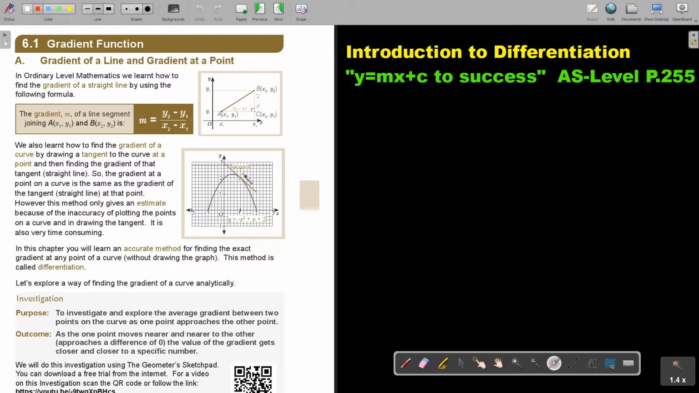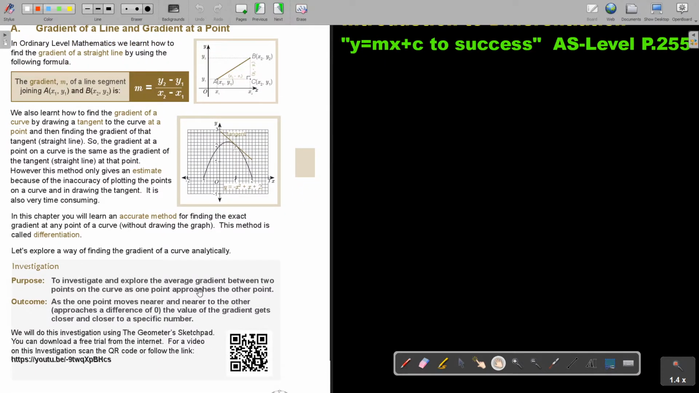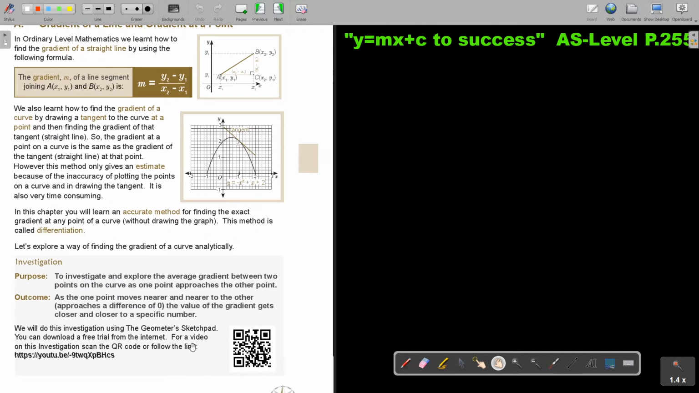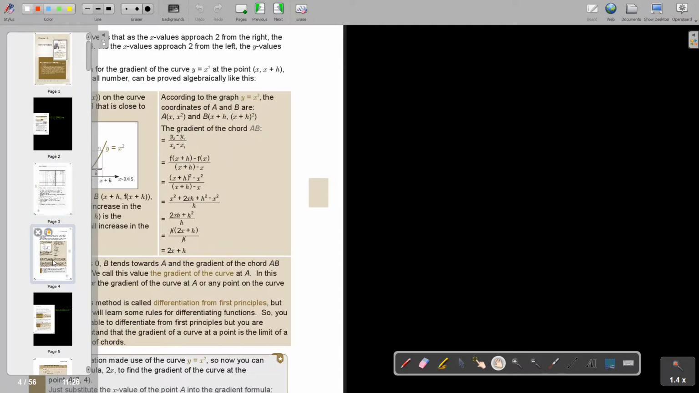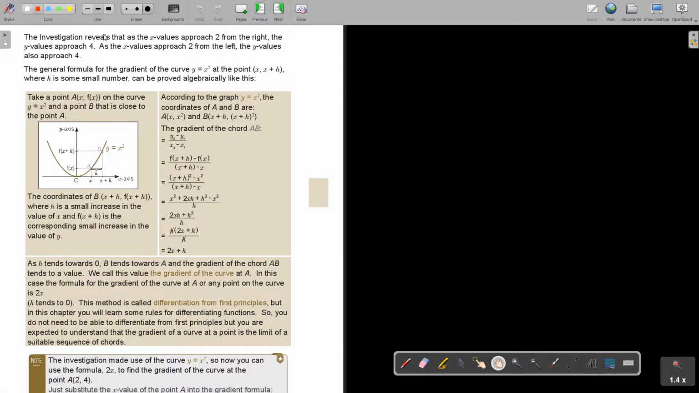You can click on this QR code. This is very nice, and you can see a nice explanation of how we can explain this, making use of the Geometer's Sketchpad. But I'm just going to show you more algebraically. So let's just go to the next page. This was still part of the investigation, so let's just close this.